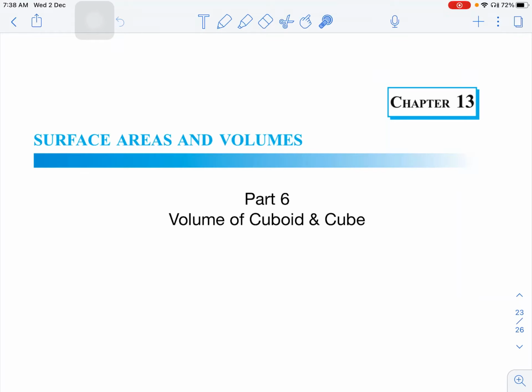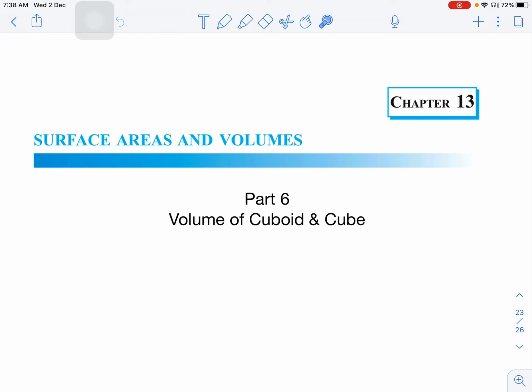So hello students, today we are going to learn the sixth part of chapter number 13, surface areas and volumes. In this part we are going to learn about volume of a cuboid and a cube.